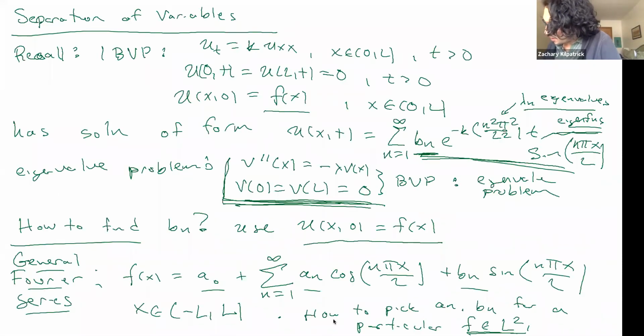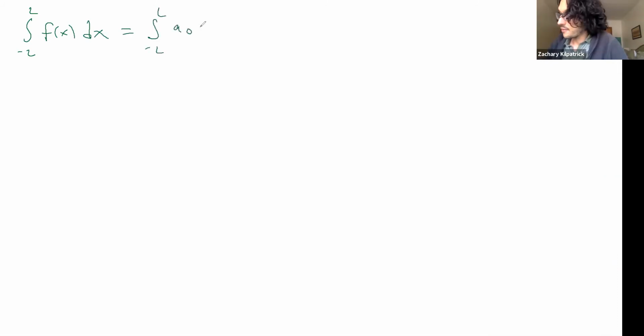All right. So what are we doing, right? We want to find essentially how to pick an and bn for a particular f that we have here. Okay. And so the way that we'll do that, right, is we'll integrate, first of all, f of x dx in order to get our formula for a0, okay?